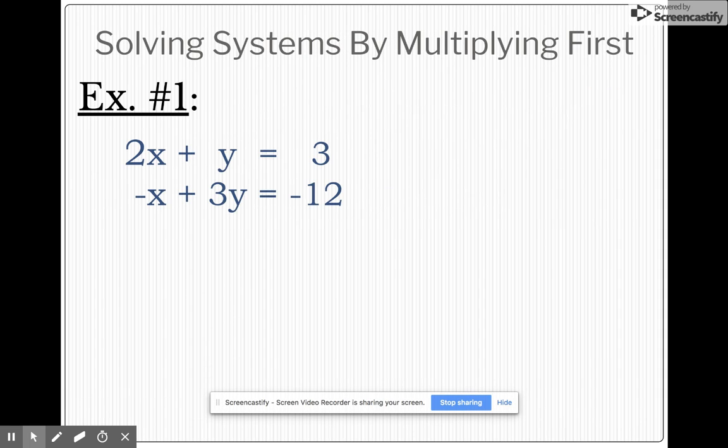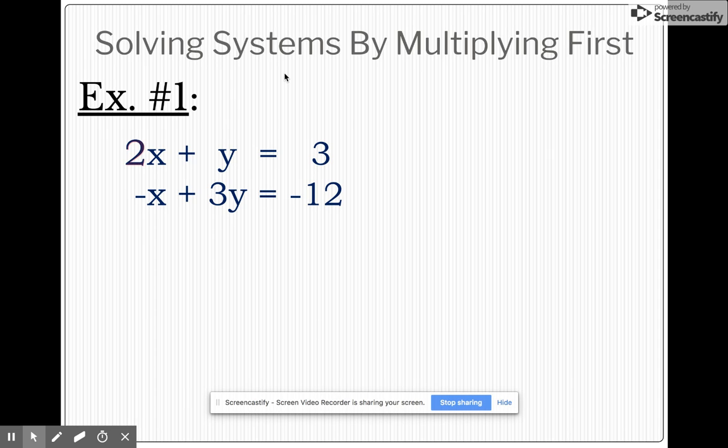Okay, so if we look at example 1, like I said, if you were just to add or subtract these, nothing would cancel out. So our first step is to multiply one of the equations by a number so that one variable has opposite coefficients. You could choose either the x or y, but you want to choose something that would make it a little bit easier for you. If you notice, the 2x and the negative x already have opposite signs, so you really just need the 2 here to make them totally opposite coefficients.